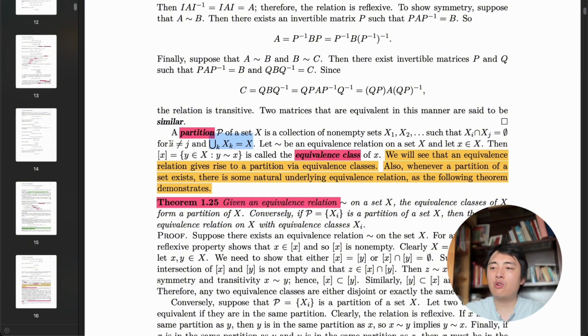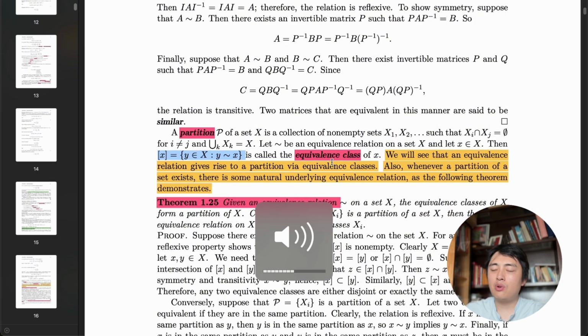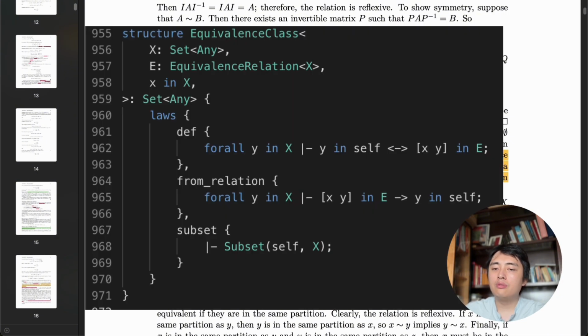Right after, it defines the equivalence classes of X. It is a structure that takes a single element x from the big X, and all the y's related to x. In Ternlang, we model it as an equivalence class with a law called depth, which says that for all y in the big X, if y is equivalent to x, then y will be in this equivalence class. So basically, an equivalence class is the set of all members equivalent to an element x in the big set. We gather all the members equivalent to x within this one set.